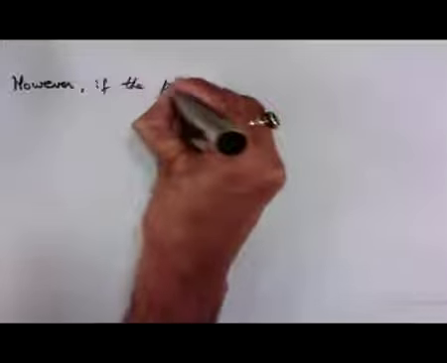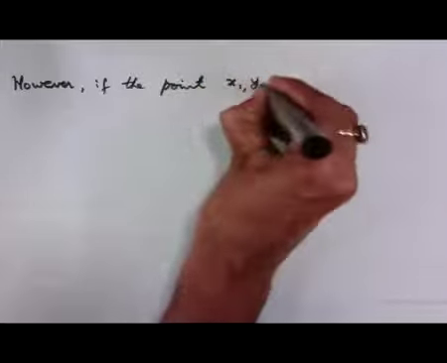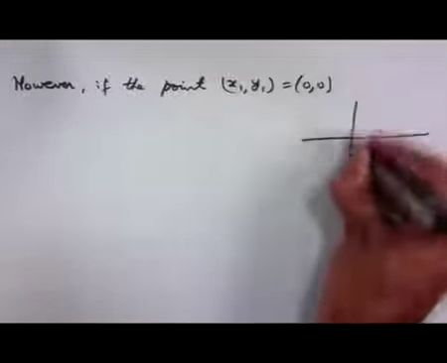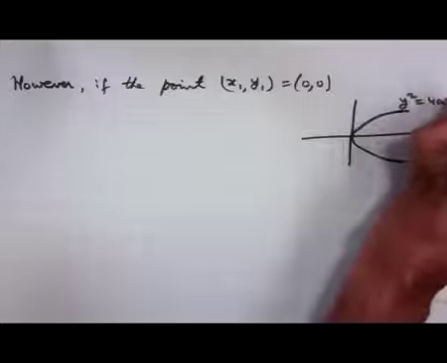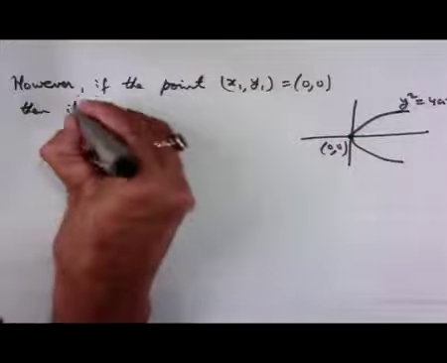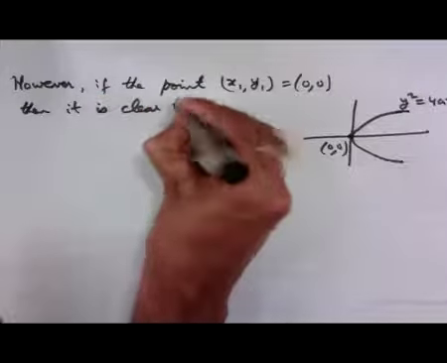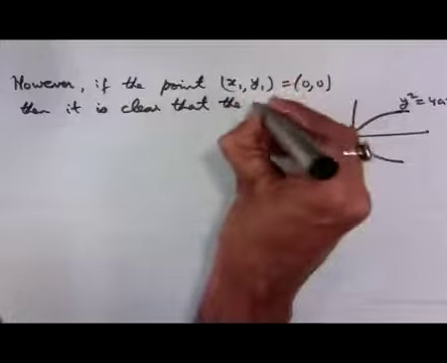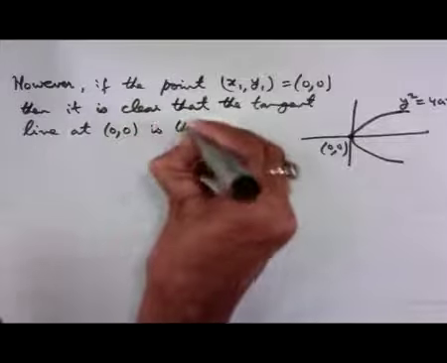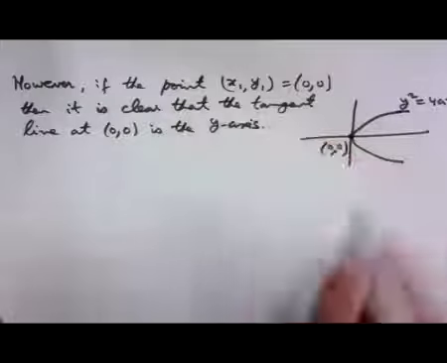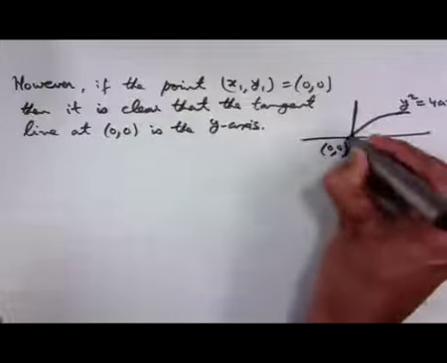if the point x 1 y 1 is 0 0, so this is the vertex of the parabola y square equal to 4 a x, and if we take this point 0 0, then it is clear that the tangent line at 0 0 is the y axis, because the y axis intersects this parabola at only 1 point, 0 0.